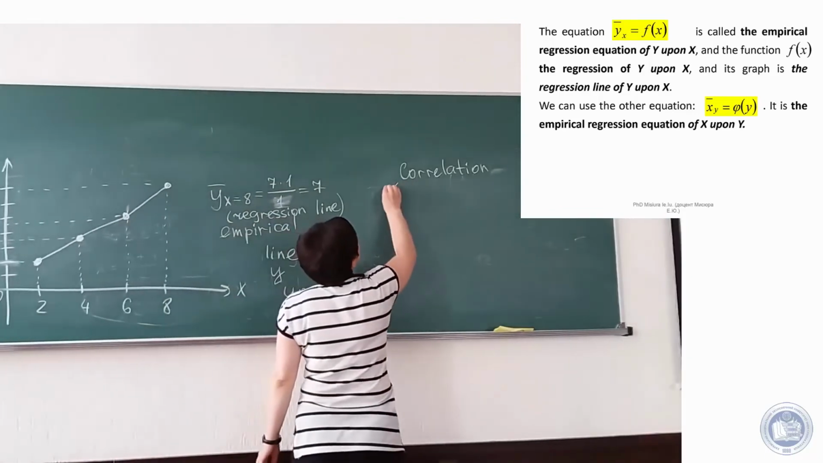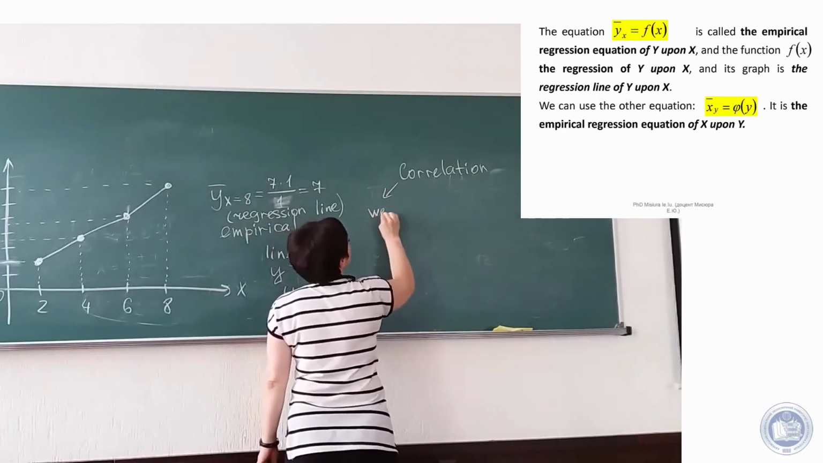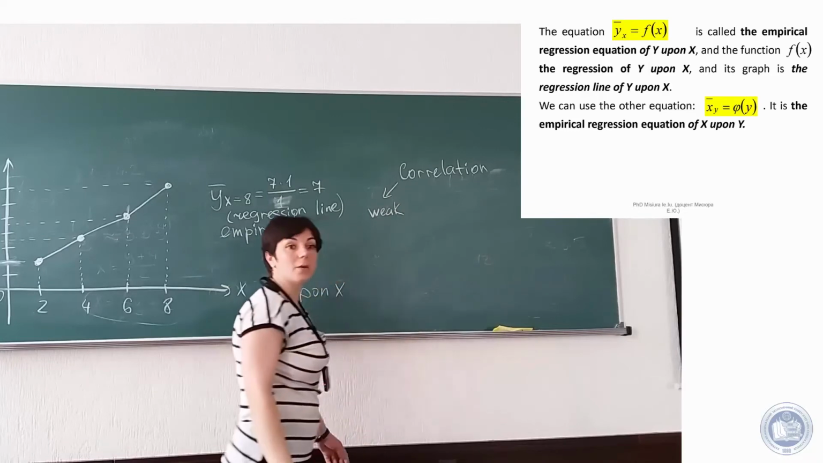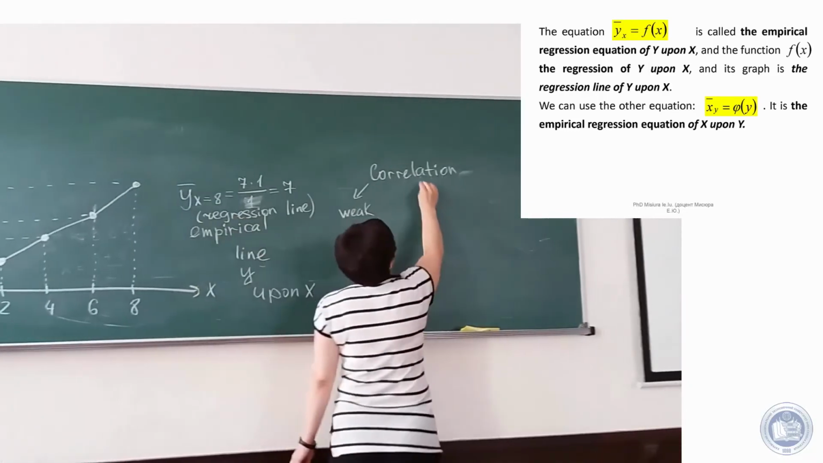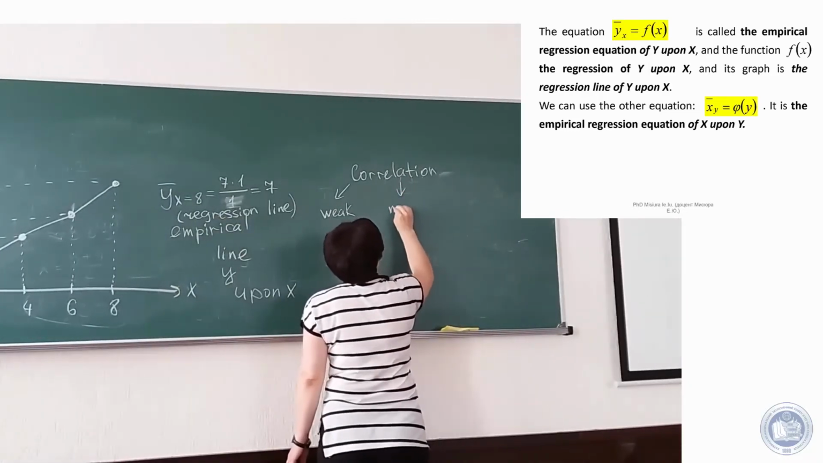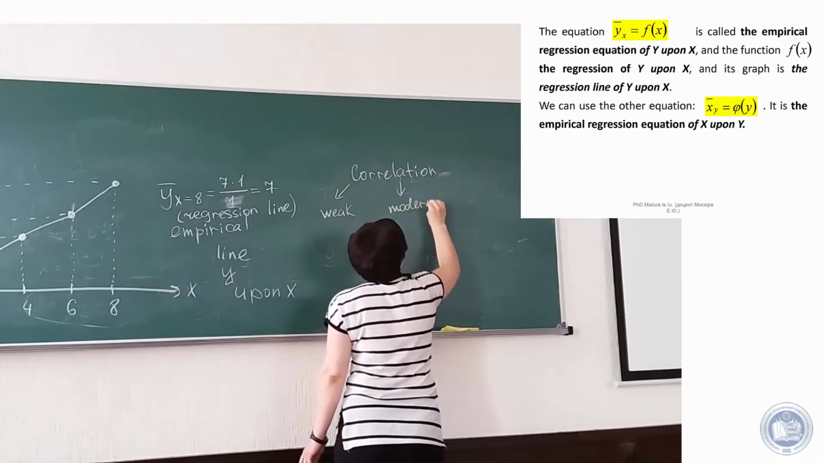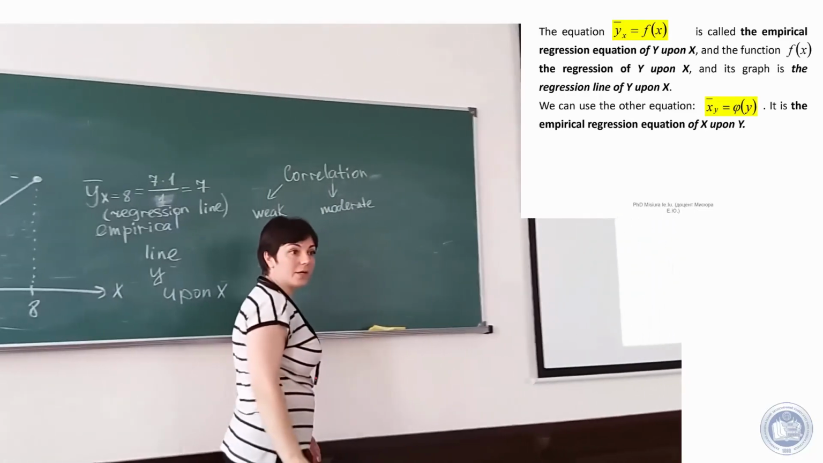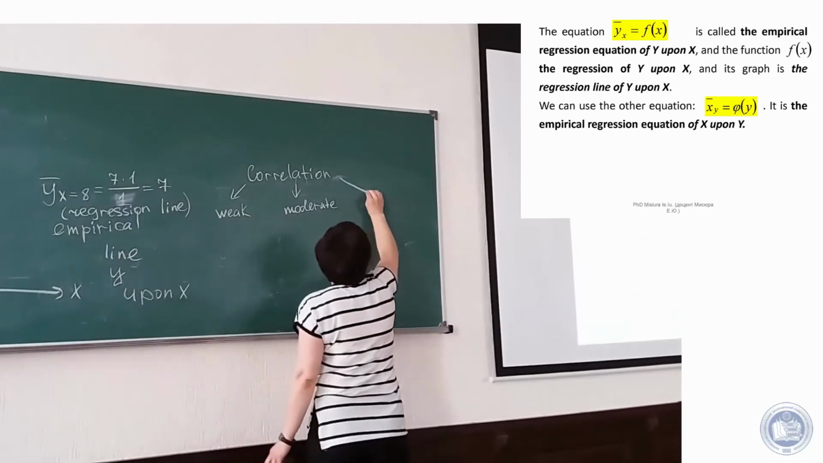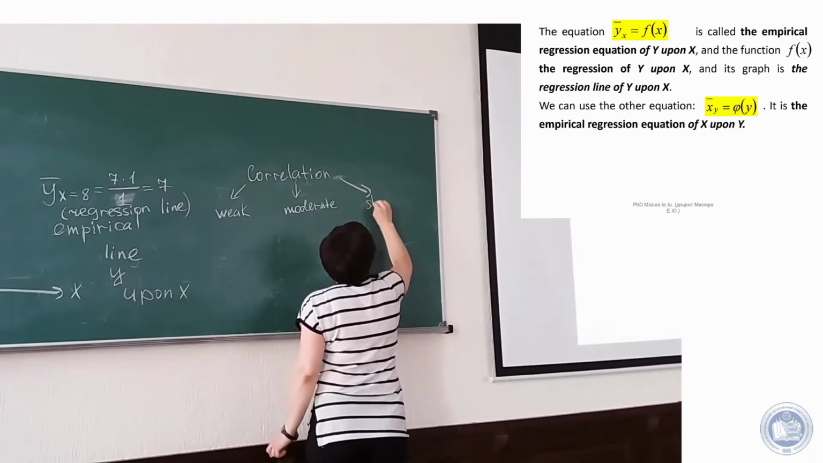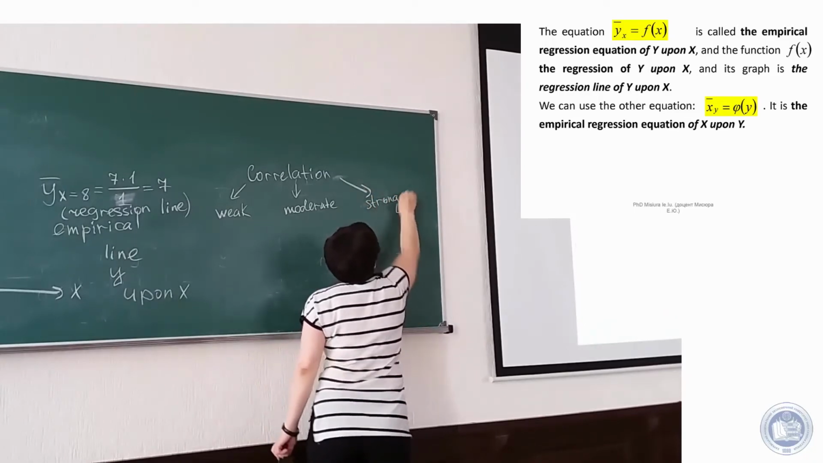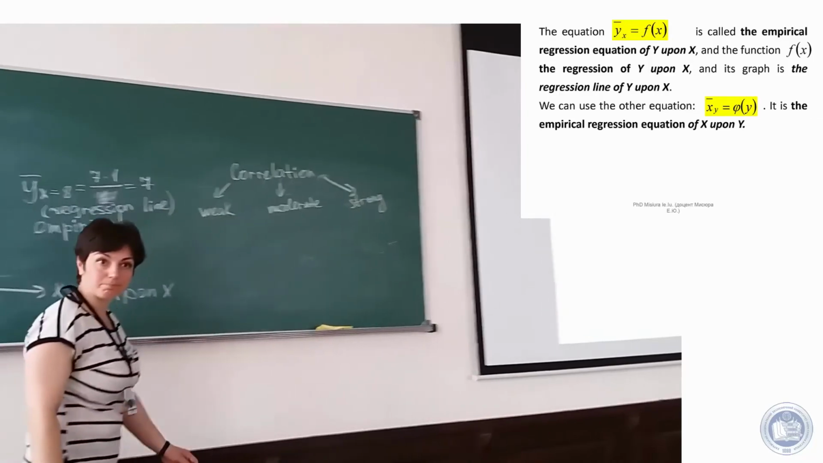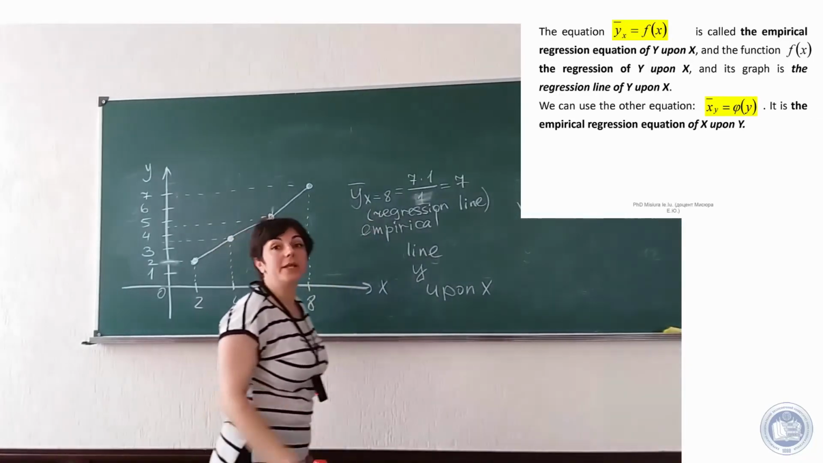Students, this dependence may be weak, слабая. This dependence may be moderate, это средняя, and this dependence may be strong, это у нас будет сильная. How to explain regression?